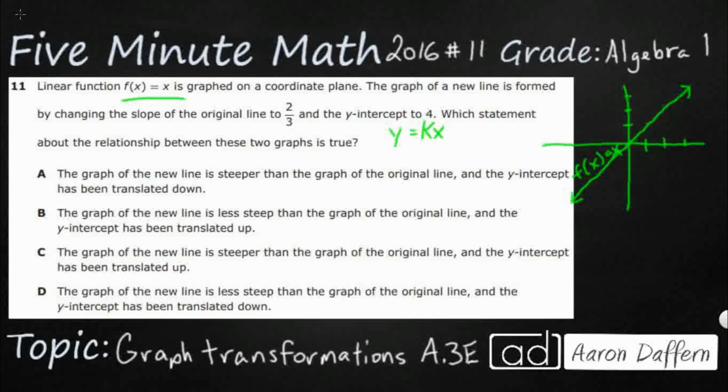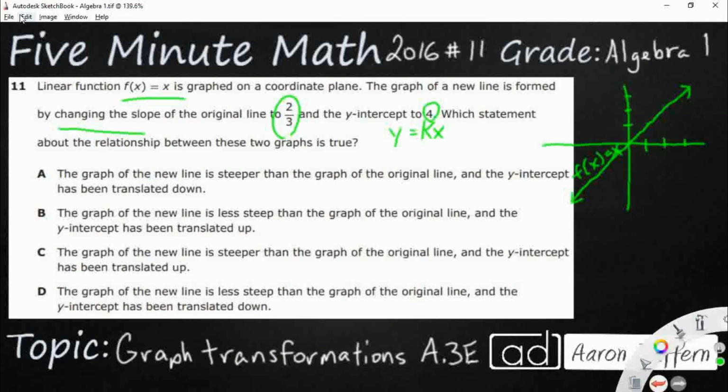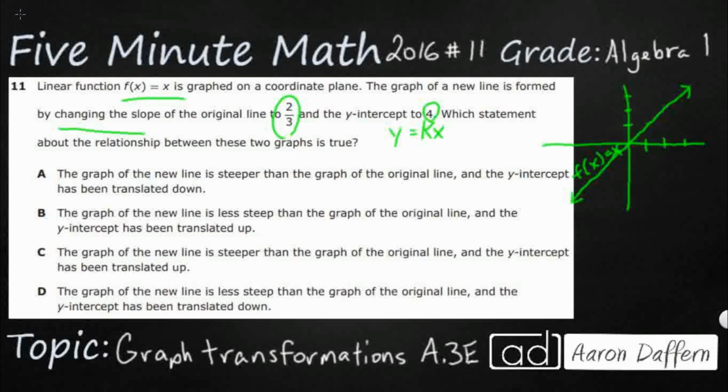Now, the graph of a new line, that's what we're going to look at, is formed by two things. First, we change the slope to 2/3, and then the y-intercept to 4. And then we need to find one of these statements that describes the relationship between the two graphs. So that's the original graph right there. Let's change this color to blue. There we go. And that's going to be our new one.